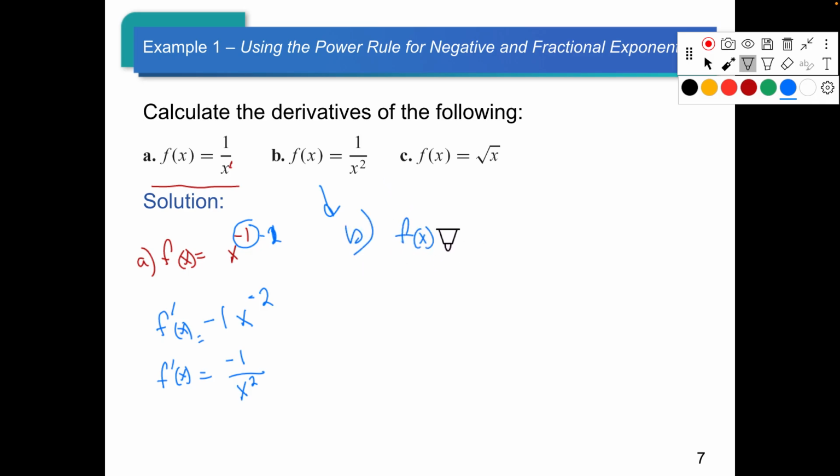So how do we write 1 over x squared? X to the minus 2. And again, no big deal, just bring that exponent down and subtract 1 from the exponent. So it's going to give us negative 2 x to the negative 3. And that's what we call the derivative function. Now, if we want to find the derivative at a specific point, we can just plug it in here, get the numerical value.